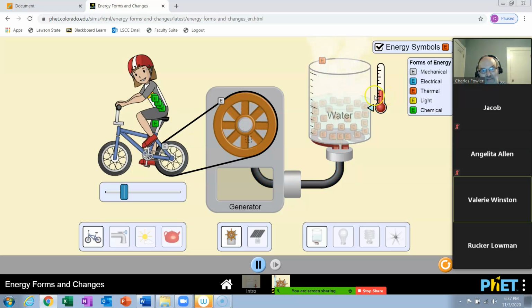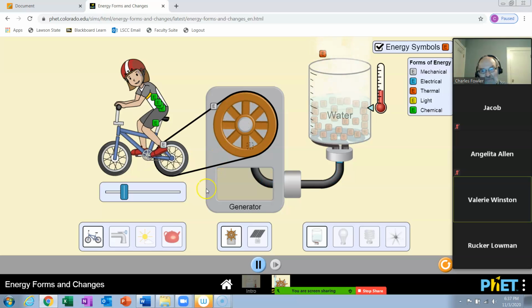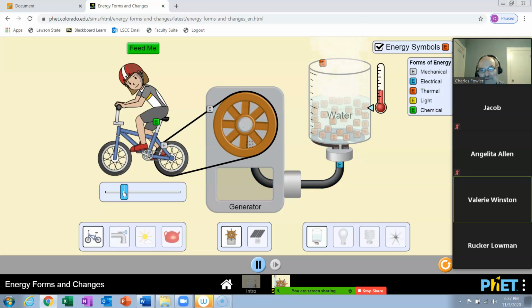She keeps pedaling. I'm going to speed her up a little bit so we can get this over. Well, she's slowing down some now. It says when she stops pedaling, what happens to the energy units in the water? Okay, she's about ready. Oh boy, there she quit pedaling. So what happens to the energy units in the water?